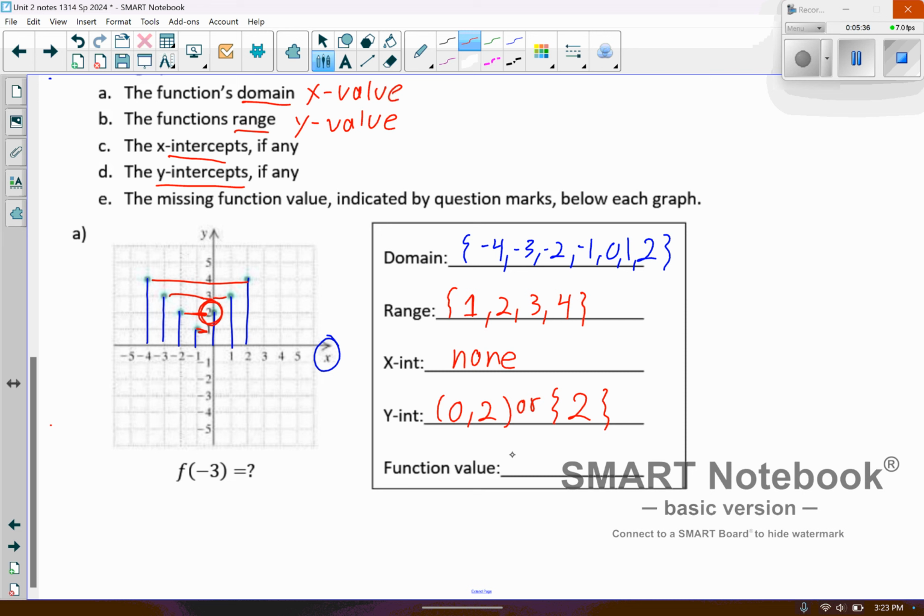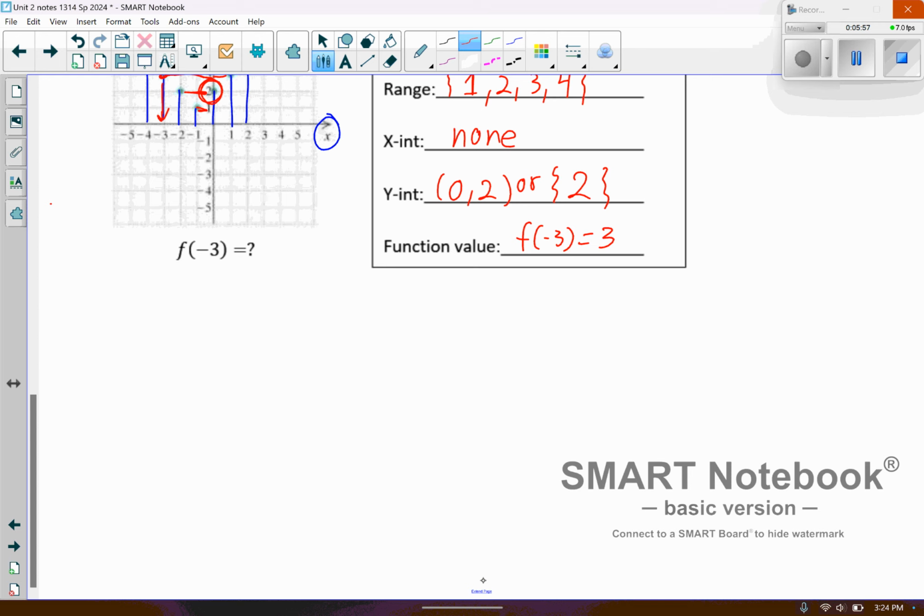Then our last part is just, okay, what is f of negative 3? Well, they're telling you what x is. X is negative 3, and the y value that pairs up with negative 3 right here. So when x is negative 3, its partner y is positive 3. So f of negative 3 equals positive 3.